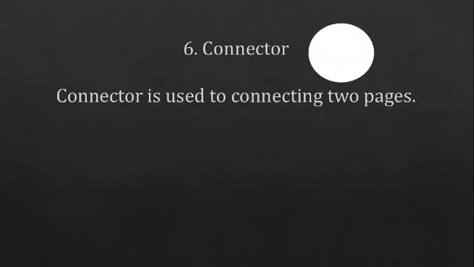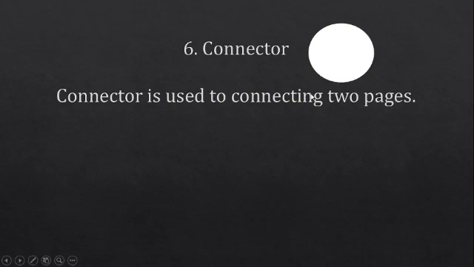Okay, one more symbol in a flowchart is the connector, a circle shape. It is used for connecting two pages. For example, if we draw the starting of the flowchart on one page and the other half of the flowchart is on another page, we have to connect them using this connector, which I will show you later.